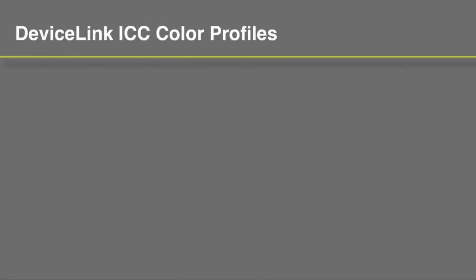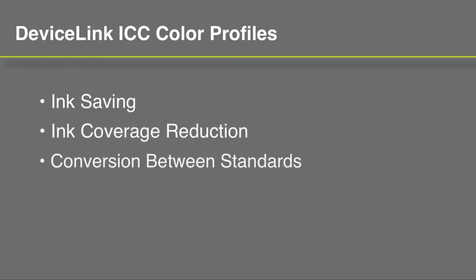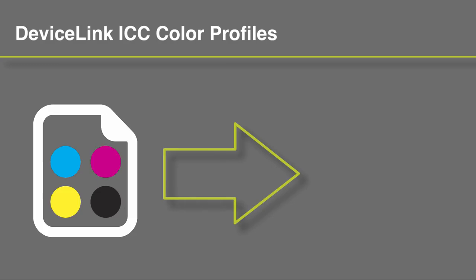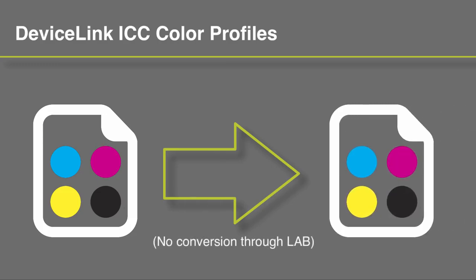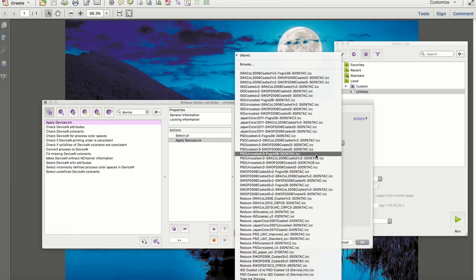Devicelinks are special color management profiles that are commonly used for ink saving, ink coverage reduction, converting colors between industry standards, and normalizing color separations. So typically, this lends itself to CMYK to CMYK conversions. PitStop has always supported Devicelink conversions, but previously, users needed to create or purchase profiles. Through collaboration with our sister company, Xrite, PitStop 2017 will now ship with over 40 Devicelink profiles.